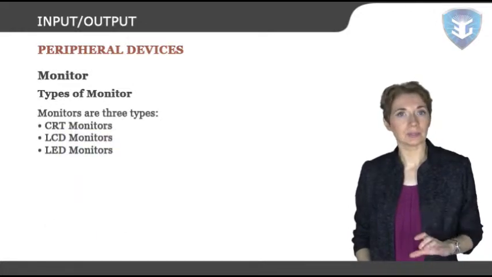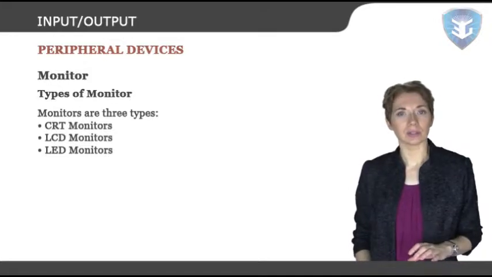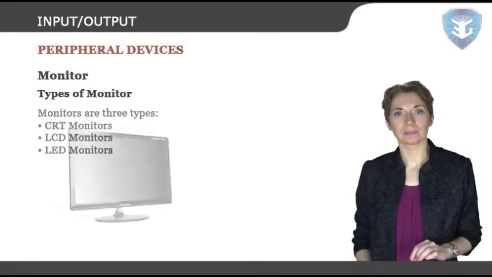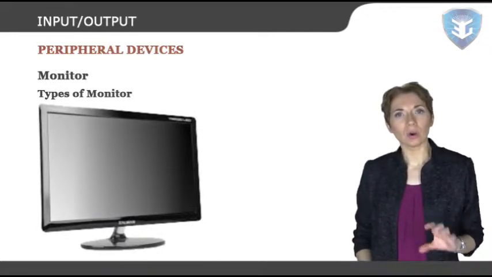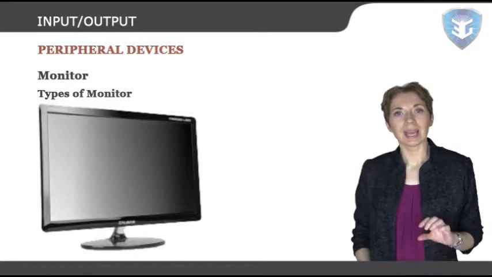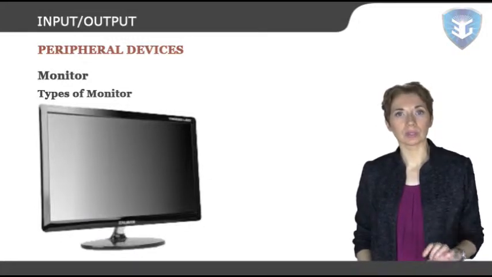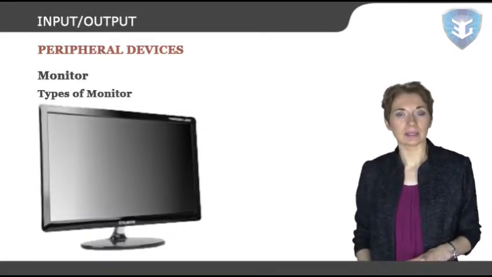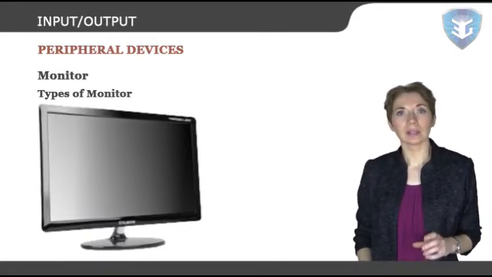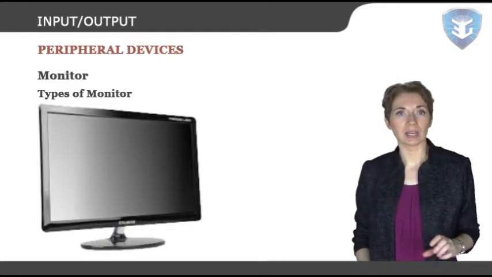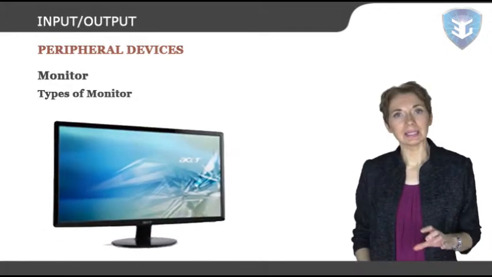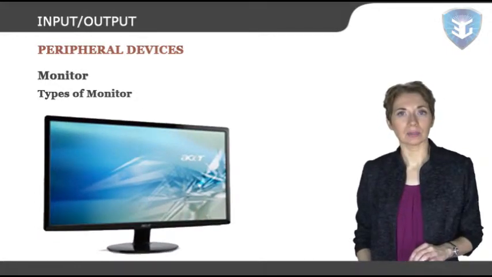There are 3 types of monitors: CRT monitors, LCD monitors, and LED monitors. CRT stands for cathode ray tube. These are old model monitors. LCD stands for liquid crystal display. The main advantages of LCDs are they are lightweight, they occupy less place, 12-volt power consumption, and low radiation, and it supports high resolutions. LED stands for light emitting diode.